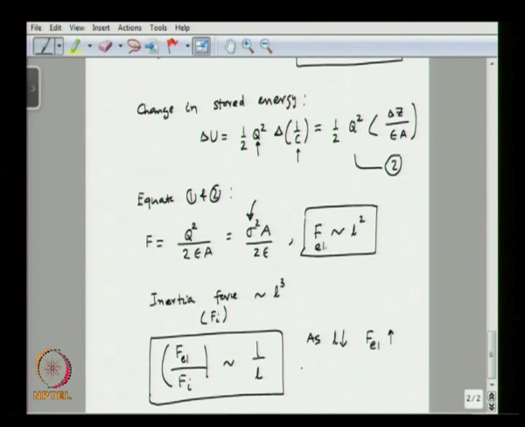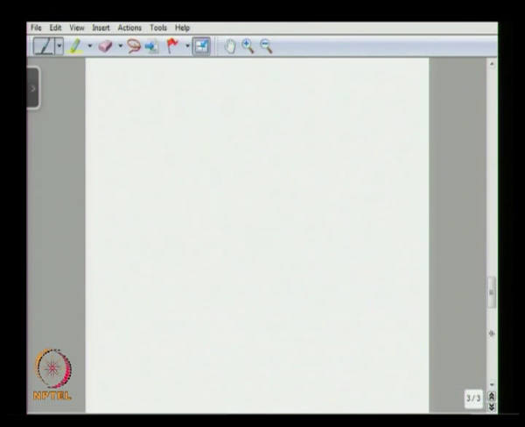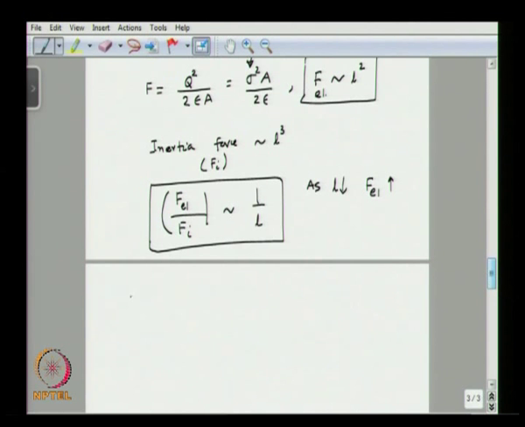So what we learn from here is that electrostatic force becomes more dominant at micro scale. Okay.